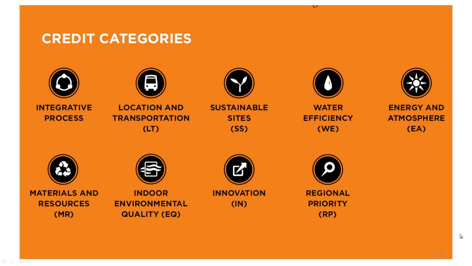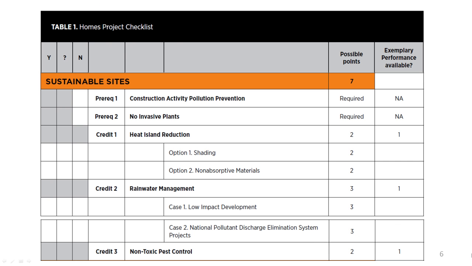These are the LEED credit categories. On my previous video, we discussed the Sustainable Sites Credit 2, the rainwater management. Now, we will proceed to Sustainable Sites Credit 3, the non-toxic pest control. Non-toxic pest control is the third credit under Sustainable Sites. It is possible for 2 points and 1 exemplary performance.